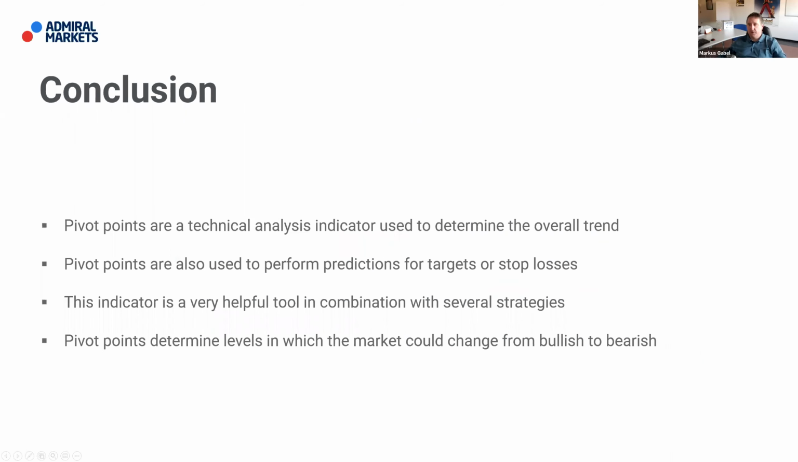So this is a quick conclusion at the end. Pivot points are a technical analysis indicator used to determine the overall trend. It's a kind of prediction for setting targets and stop losses, but it's only a helpful tool in combination with several trading strategies. And it's a determination for the bullish or the bearish market. So I hope you learned a little bit about the pivot indicator, and now you have to make your own decision if you need it.